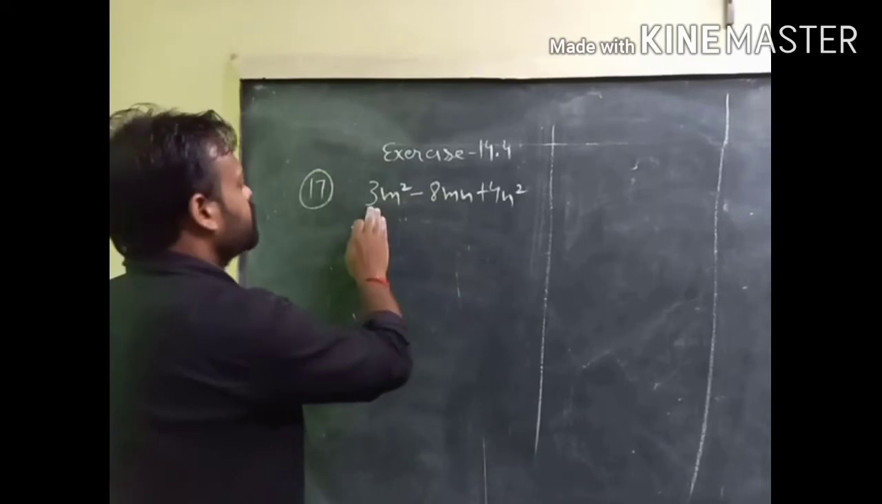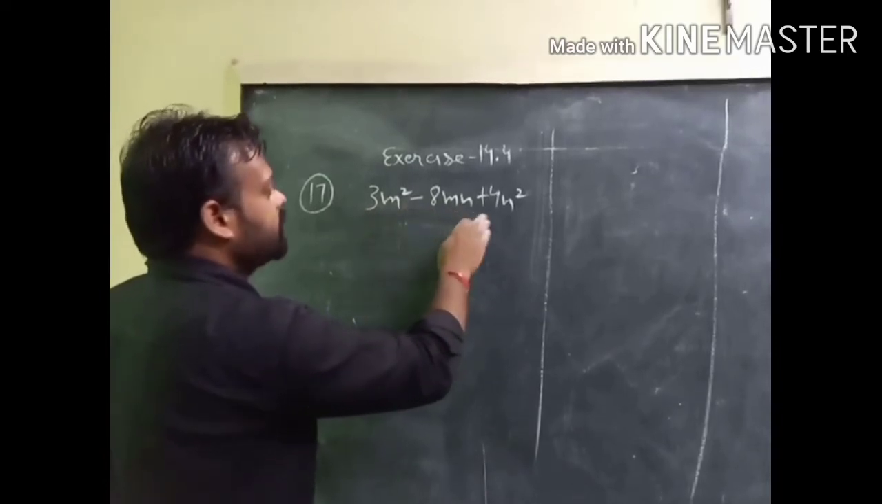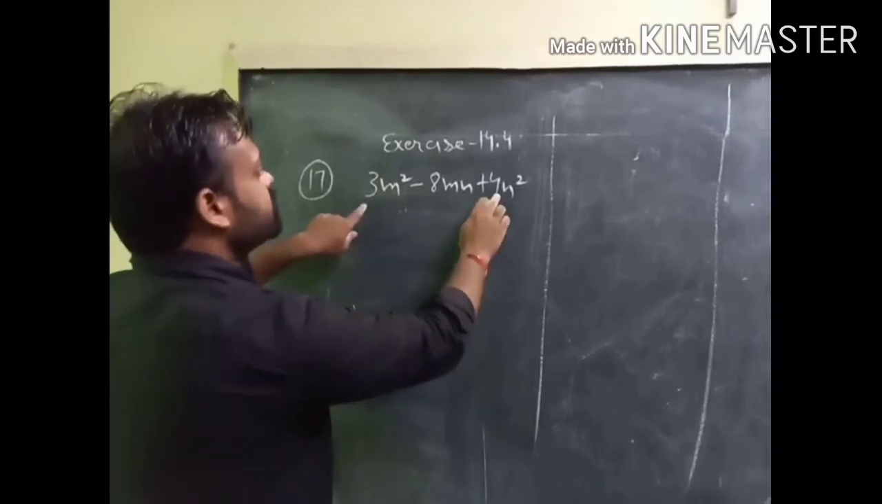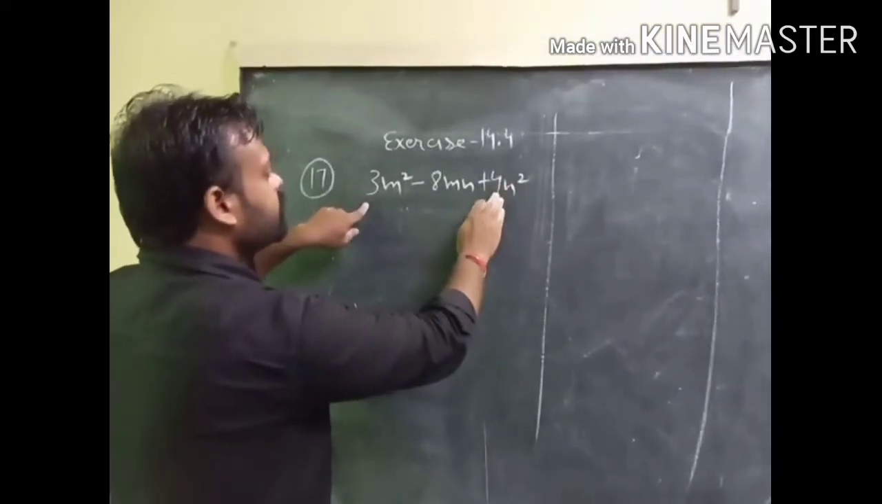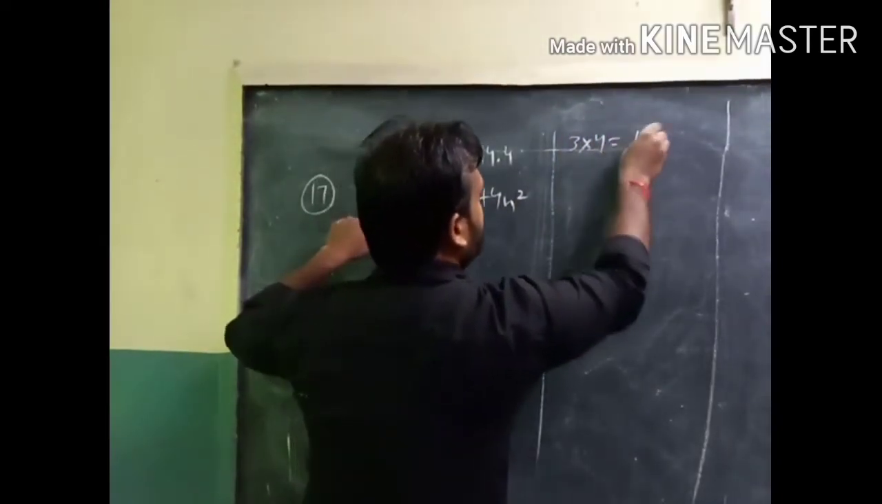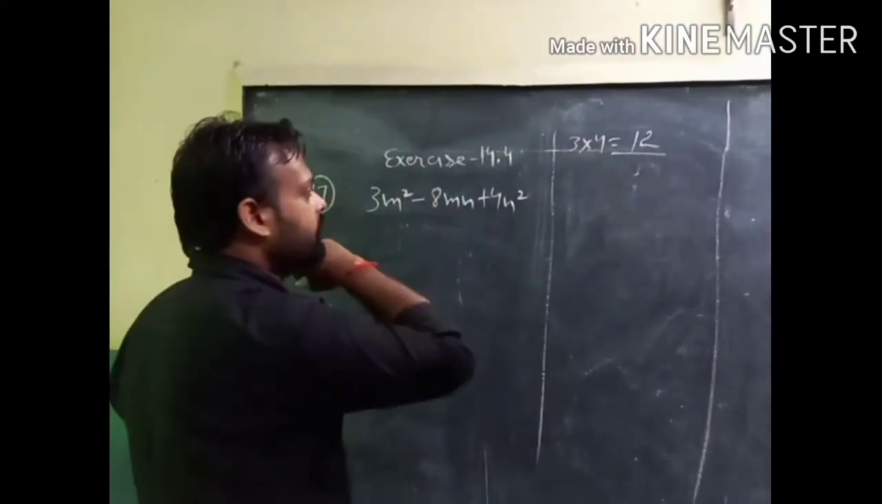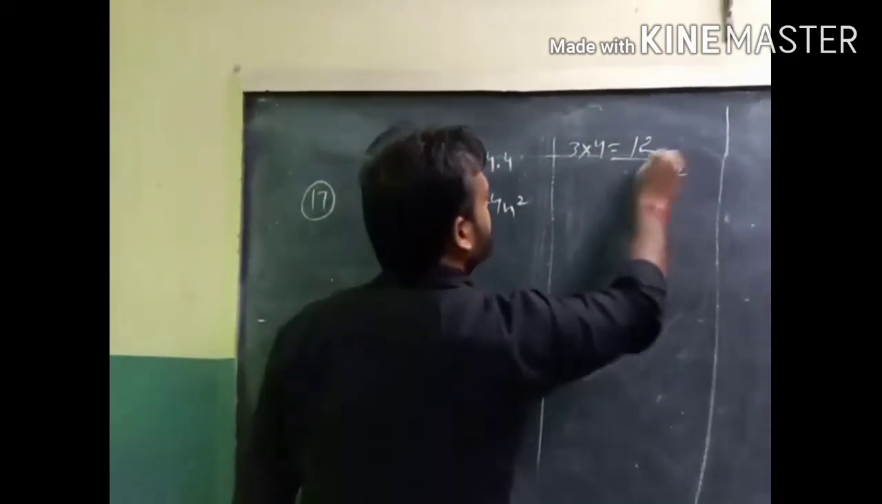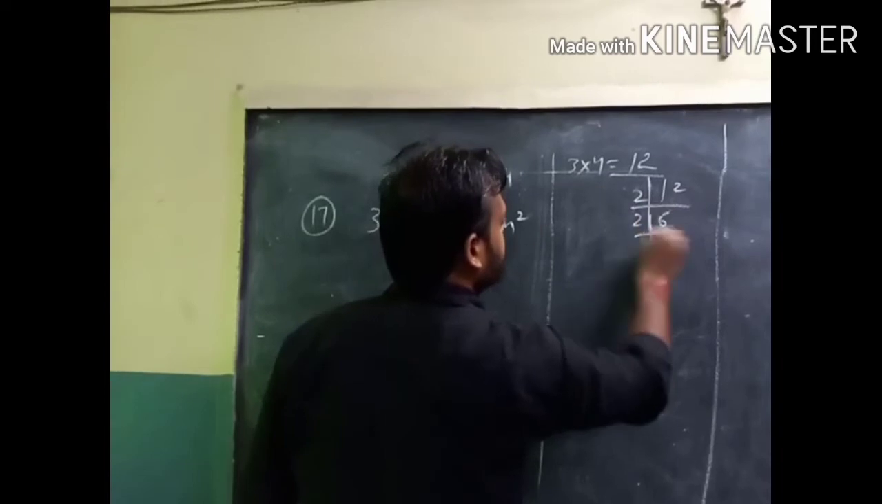You can see here 3m square minus 8mn plus 4n square is given to us. Now again we have to multiply this numerical value 4 with this 3, and of course 4 times 3 is 12. So like this way we got the value 12. So now we have to find the factors of this 12. How can we make the factors? You know that it is very easy.